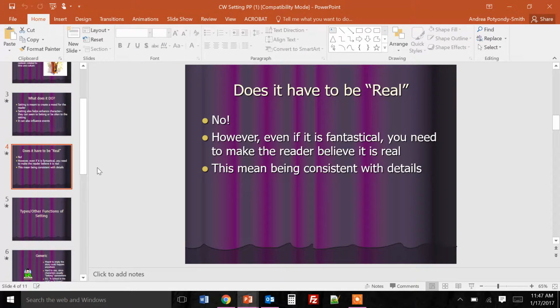The setting doesn't have to be real, of course, think of science fiction, but even if it is fantastical, you need to make the reader believe it is real and be consistent with details. So, of course, again, using Harry Potter, the world in which Harry Potter lives is real, but in our world we don't have magic. But they integrate it so very well that we just kind of take it for granted that there's this culture of magic that muggles don't know about.